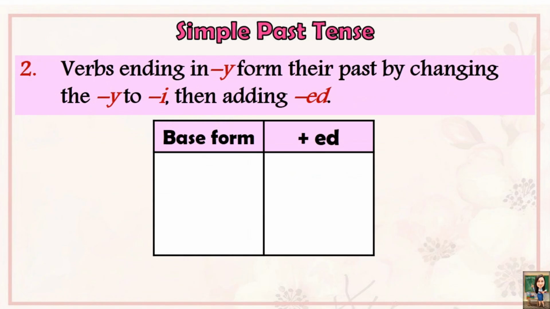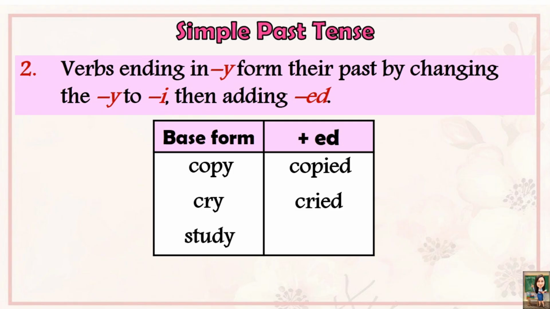In simple past tense, verbs ending in Y form their past by changing the Y to I, then adding ED. Here are the examples. In base form, copy. We change the Y to I, then add ED, copied. Another verb is cry. Change the Y to I, then add ED, cried. Another is study. Change the Y to I, then add ED, studied. Copy, copied. Cry, cried. Study, studied.